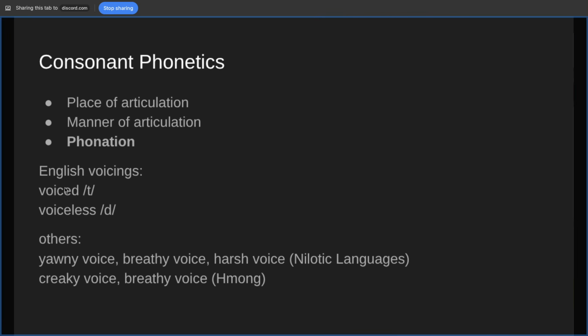Yeah, I think the fricative is a good example, like f versus v or s versus z. You can tell the difference between when your throat is vibrating or not. And yeah, it will come.